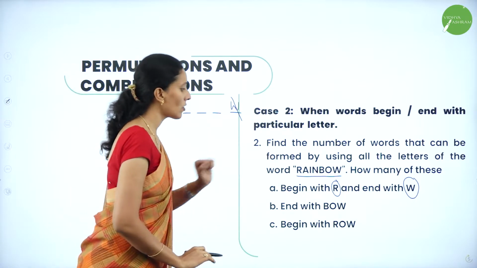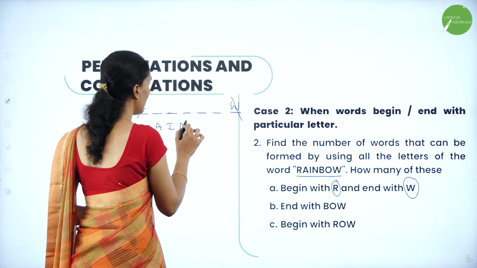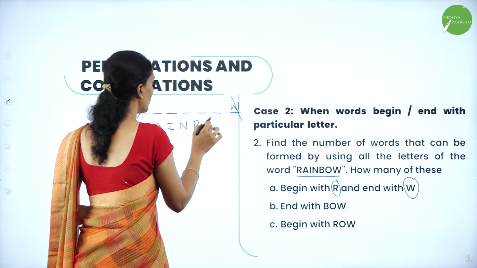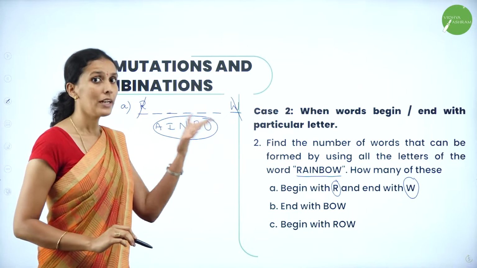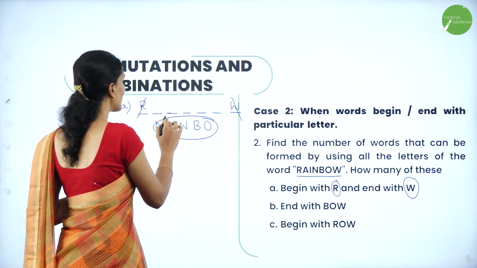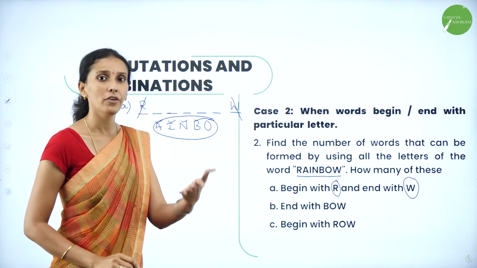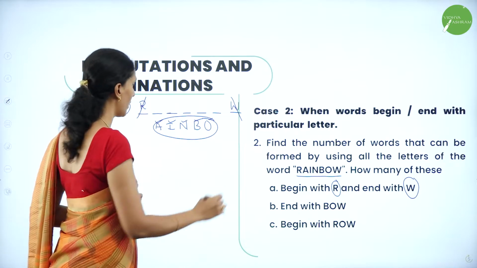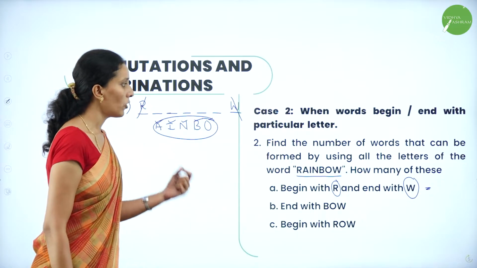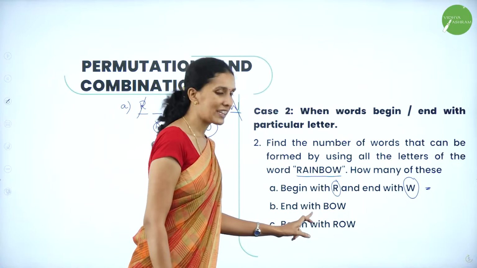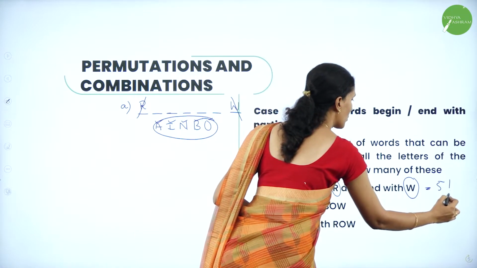So how many letters are remaining now? That is A, I, N, B, O. Only these letters can be rearranged. In how many ways? We have 5 different letters, so 5 factorial ways. So the number of words which begin with R and end with W is 5 factorial.